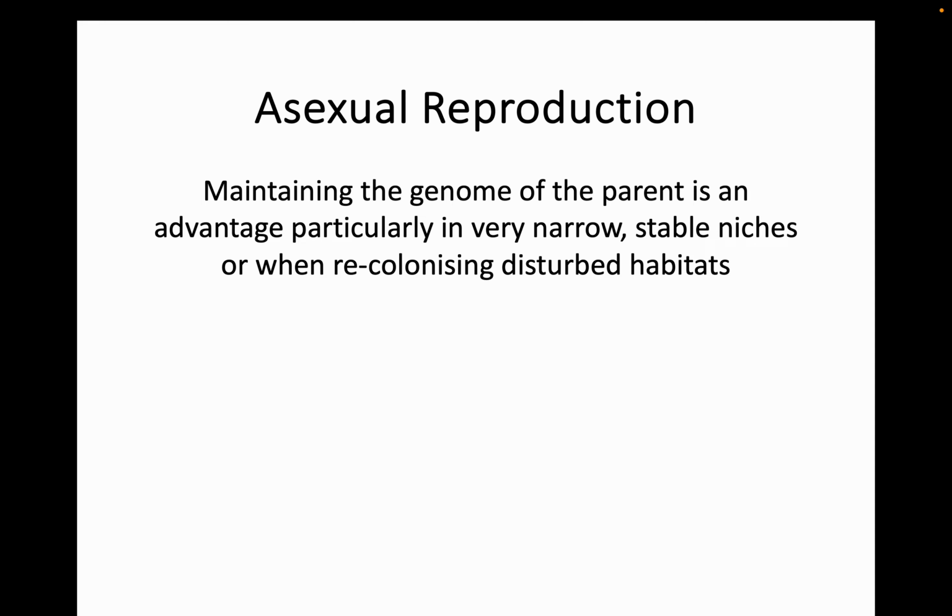Now, as we said, it can be good for you just to continue on these parental genomes. It's of particular advantage if you have a narrow, stable niche. So remember, the whole idea is variation is good when there's a lot of selection pressures, when there's a lot of changing conditions, when there's a lot of disease or parasites. Then you want the variation in order to have a better chance of survival. However, if you are in an environment where you have a narrow, stable niche and nothing is really changing, actually being asexual and just keeping that genome going and reproducing quicker is going to be more of an advantage to you as well.